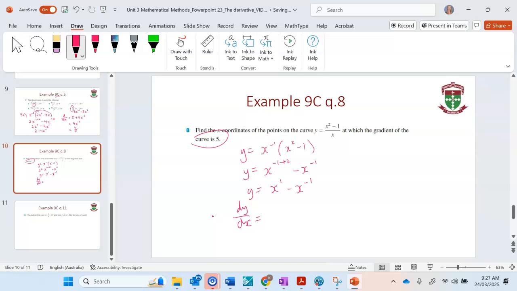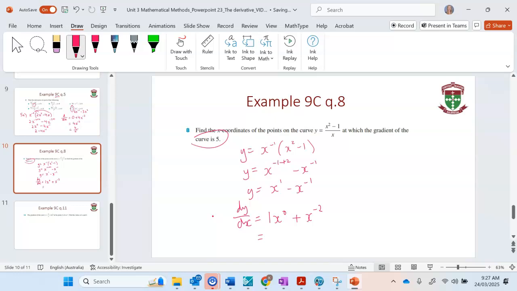So for x to the power of 1, we multiply by 1 and then reduce our power. And then same for the next one. So negative 1 times negative 1 is positive 1. So it's positive x to the negative 2. So just be careful when you're reducing your power from using negatives, that you go from negative 1 to negative 2.